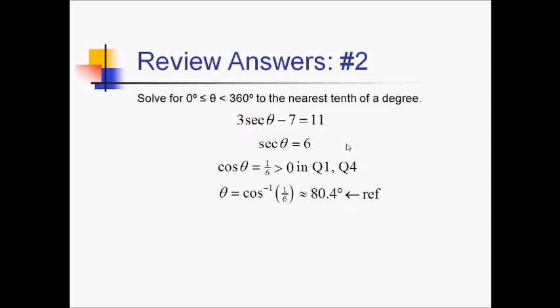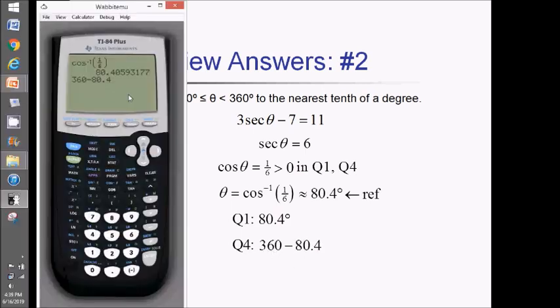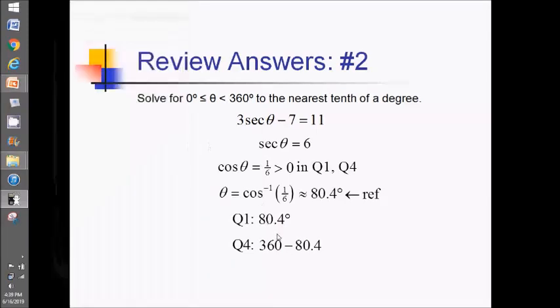So now we need quadrant 1 and 4 answers. Quadrant 1, we actually already have that answer. It's 80.4 degrees. We got it right away. For quadrant 4, we're going to need to use our reference angle and go back 80.4 degrees from 360 to get into quadrant 4. Quadrant 4, not quadrant 2. So 360 minus 80.4. Doing that on my calculator, I come out with 279.6 degrees.